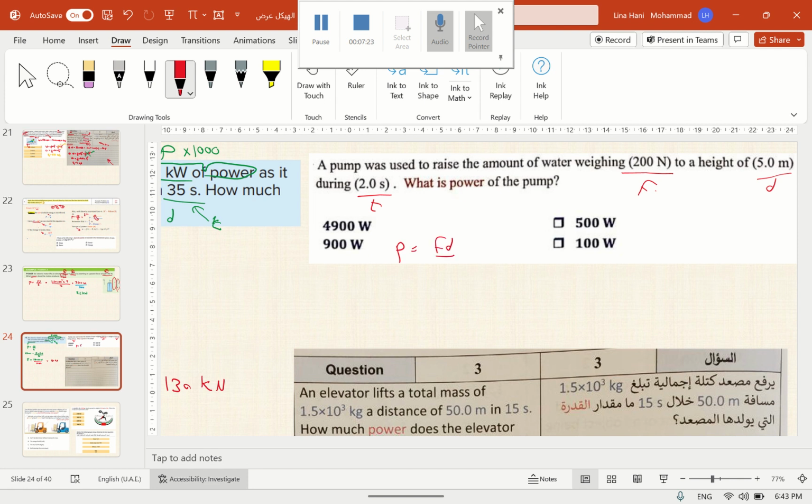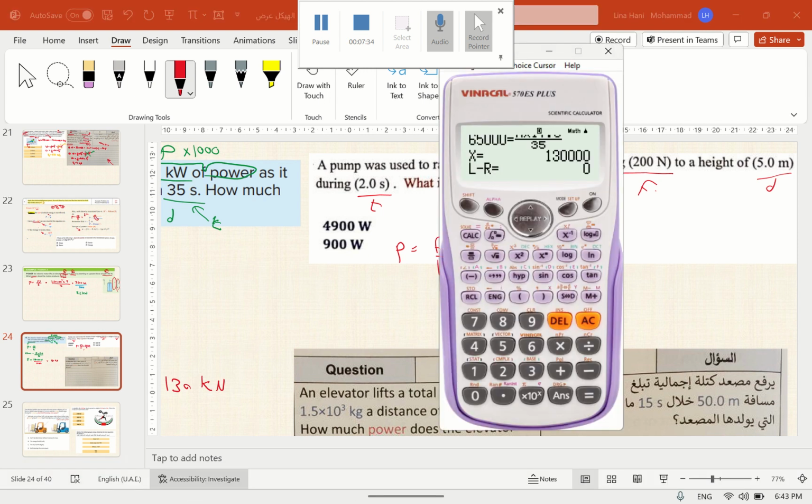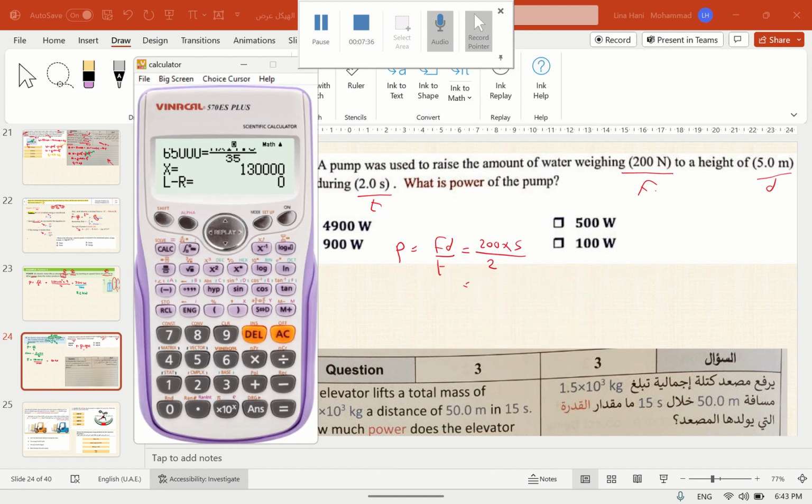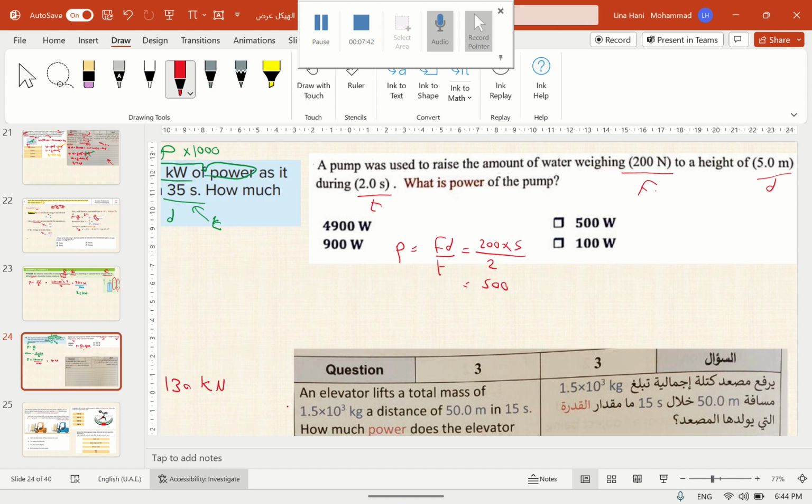Well, we're going to use Fd over t again. The force is 200, d is 5, and t, the time, is 2 seconds. That will give you 200 times 5 over 2, 500 watts of power.